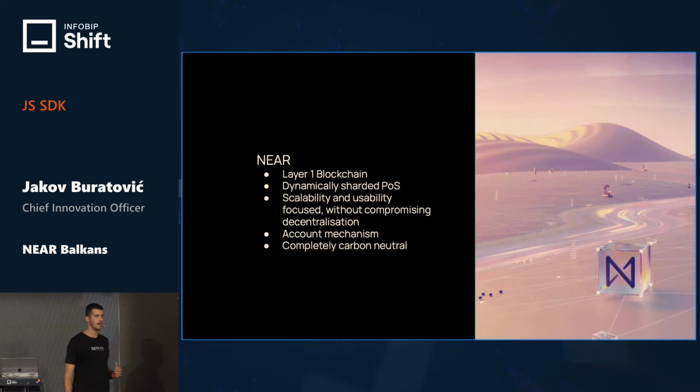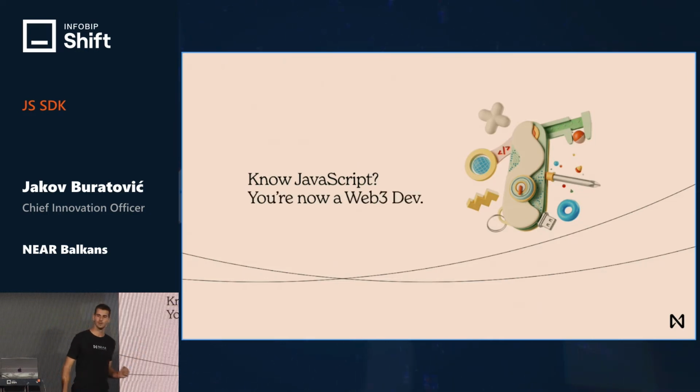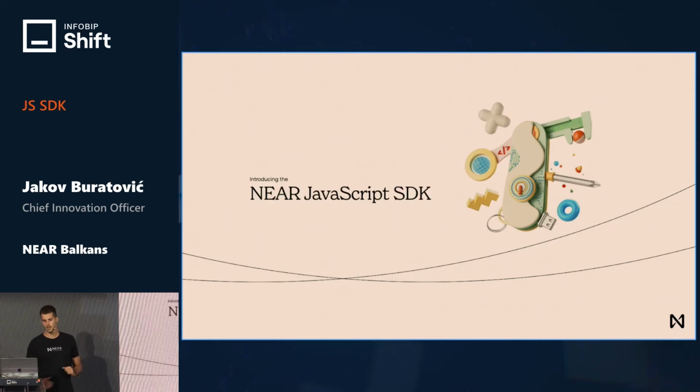So for example, I can deploy a contract to Jakov.near. It will not be some random address. My account can also be Jakov.near. We have sub-accounts, so it can be private.jakov.near if I want to send you some funds. You get the point. And it's completely carbon neutral. So if you know JavaScript, well, congratulations, because you're now a Web3 developer. I want to introduce the NEAR JavaScript SDK.